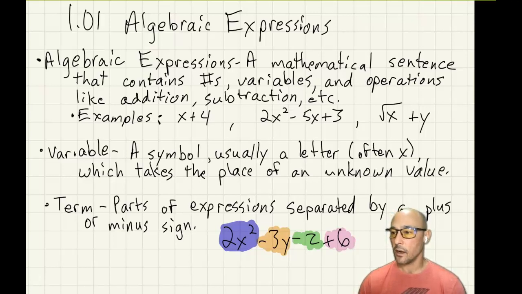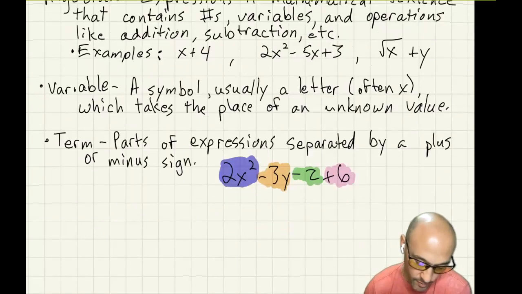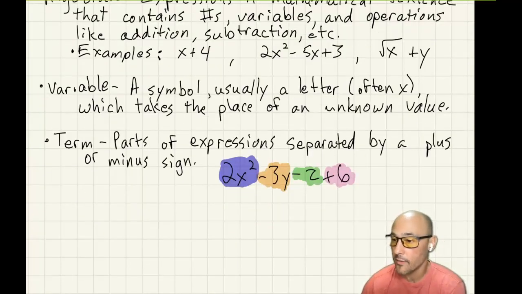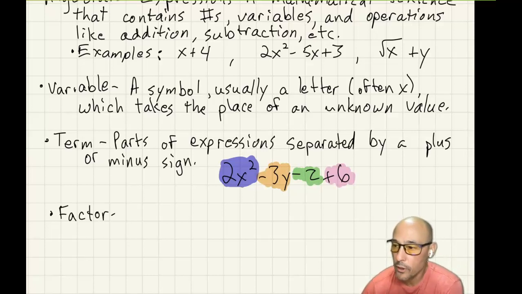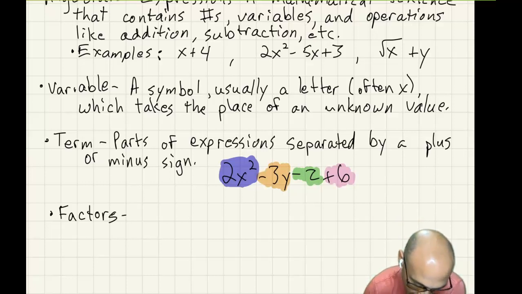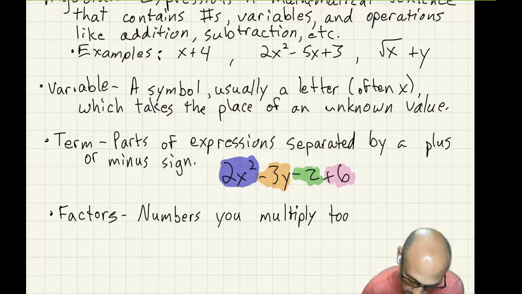The next thing is called a factor. Factors. And are we going at an okay pace here? Is everything good? Factors are numbers you multiply together to produce a product.